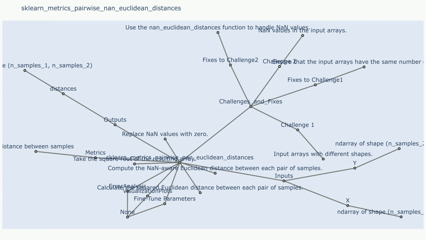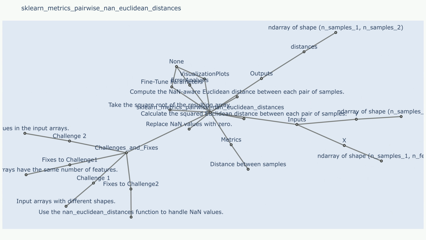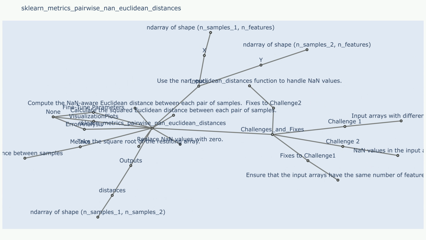Steps. For each pair of vectors x, y in X and Y, iterate through each feature dimension. If both x and y have non-NaN values at the current dimension, compute the squared difference. Sum the squared differences across all features with non-NaN values. Take the square root of the sum to obtain the Euclidean distance between x and y.